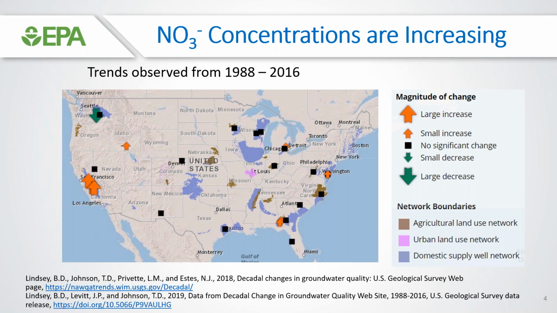And looking at trends over the last 30 years, nitrate concentrations in groundwater tend to be increasing. The orange arrows on this map indicate an increase over that period of time, and large increases are seen in the Central Valley of California. The concentration has decreased some in eastern Washington, and then the black squares indicate that there hasn't really been a significant change. And increases in nitrate are most commonly observed when we're looking at shallow, unconfined aquifers where the land use is agricultural.